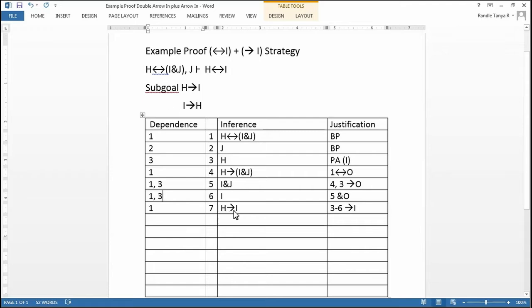Okay, now that I have my first conditional, I'm going for the second conditional in my subgoal here, and so on line 8, I'm going to provisionally assume the antecedent, and I'm going to try to derive the consequent, so I'm going to set H as my subgoal there. And since line 8 is a provisional assumption, it depends on itself.